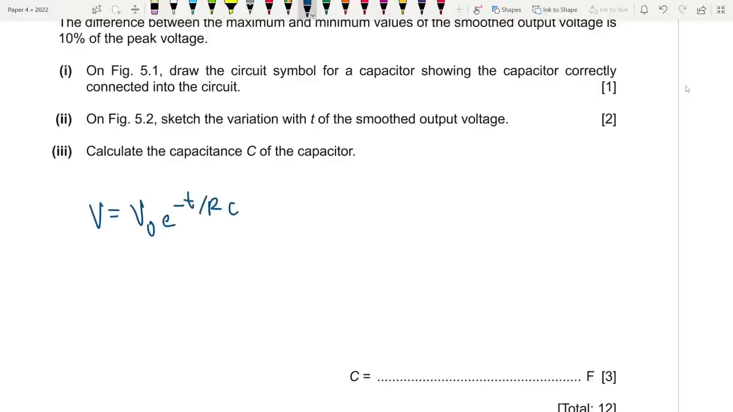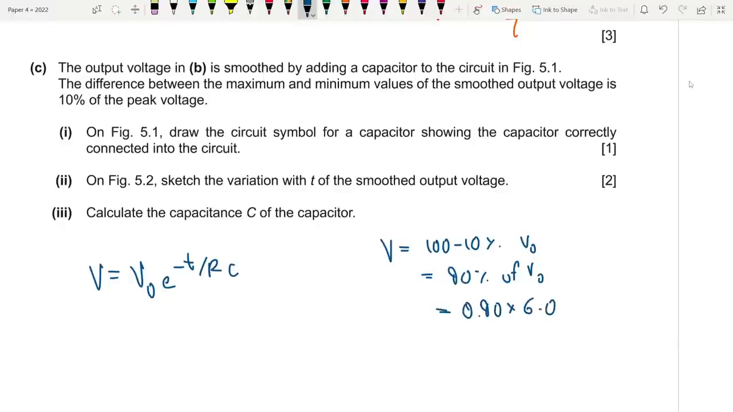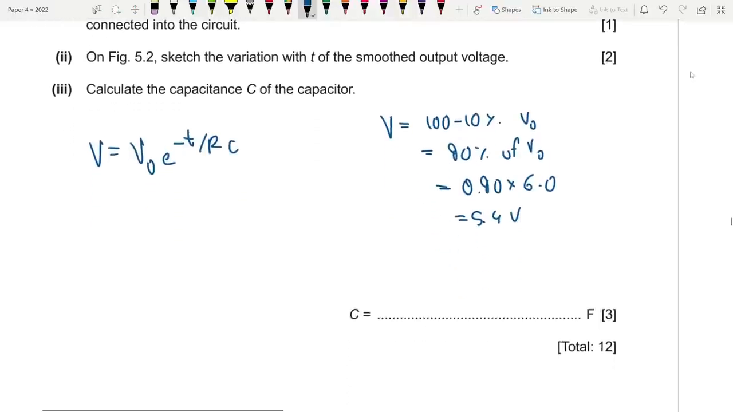So there are multiple ways in which you can do this. So the first one is, we know that the final V is 10% less than V naught, which is 90% of V naught. So that's 0.90 times 6.0, which is 5.4 volts. Okay, so we can write that. Or honestly, I just go for 90 by 100 times V naught is equal to V naught e to the power minus t by RC. We could get rid of this, okay?